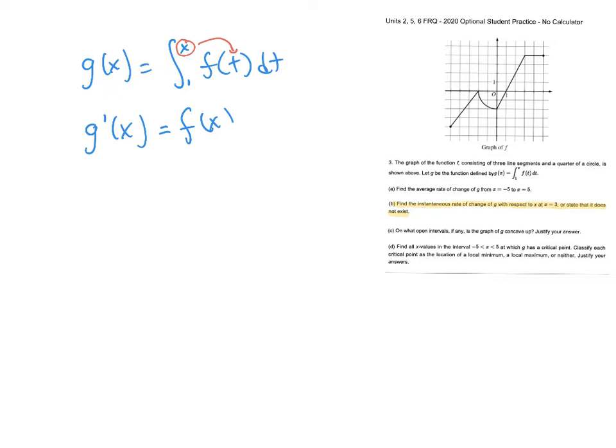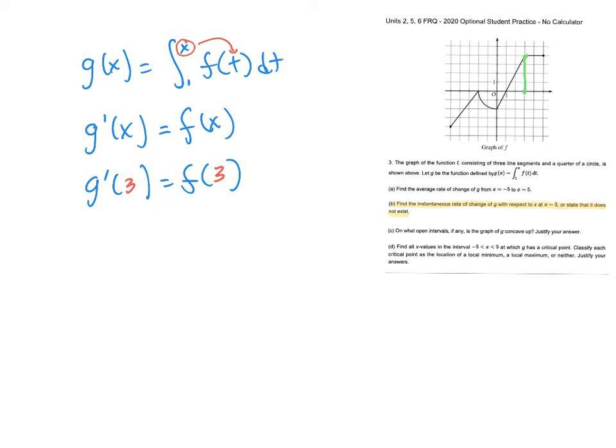So the derivative of g is just f. That means if we want to know the instantaneous rate of change of g at 3, we just plug 3 into f, and we get that right off the graph. So I'm going to go over to the graph, and I'm going to go out here to 3. There's x equals 3. The y value is 1, 2, 3, 4, and we're done.